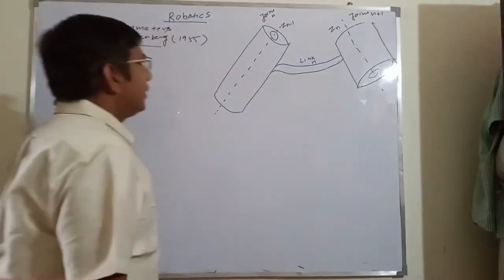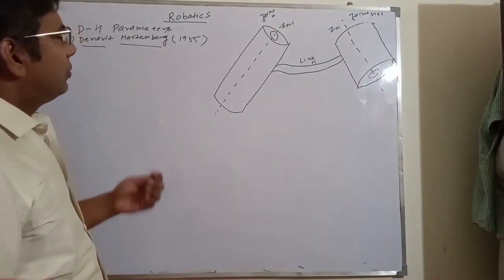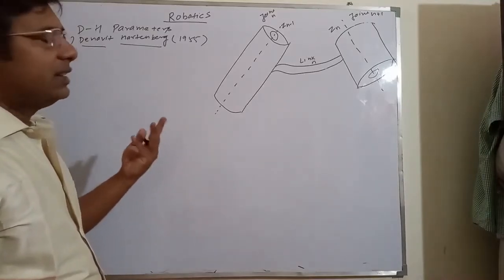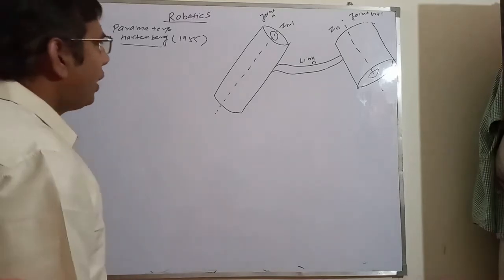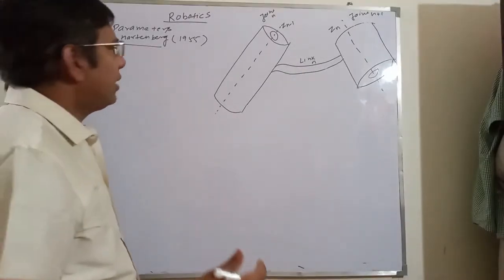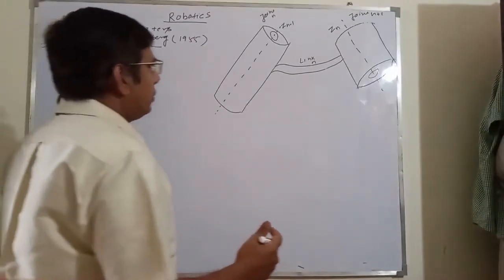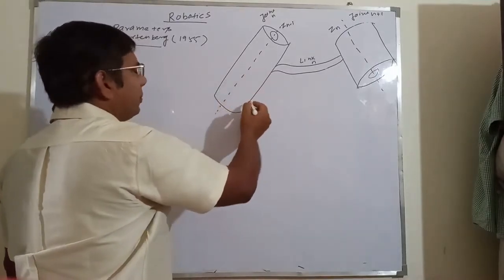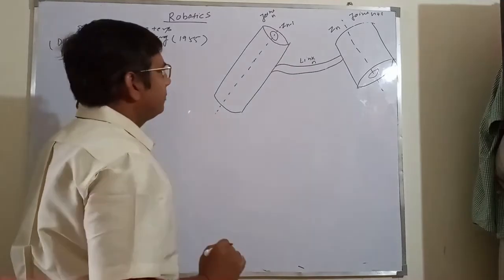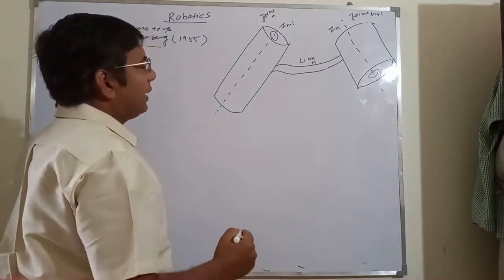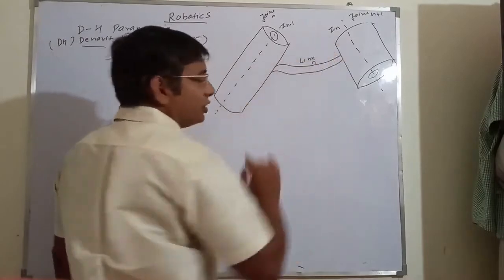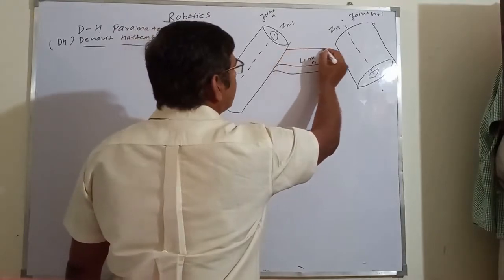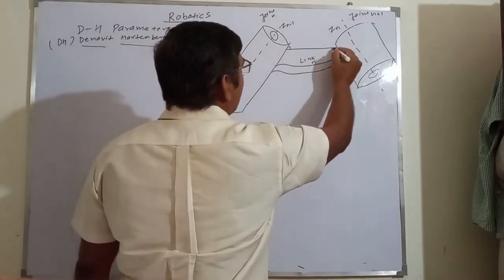Now we need three coordinate axes, x, y and z, and we have z here. So how do we find x? For x, we take the x axis perpendicular to these two consecutive z axes. So xn will be perpendicular to this one and perpendicular to this one.